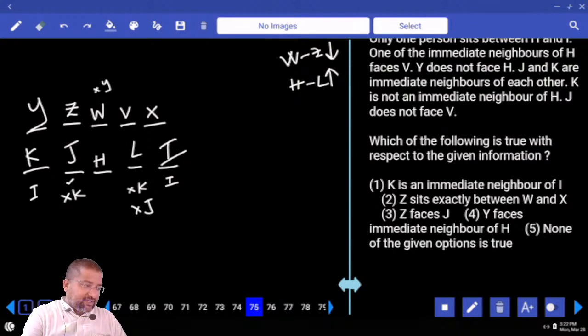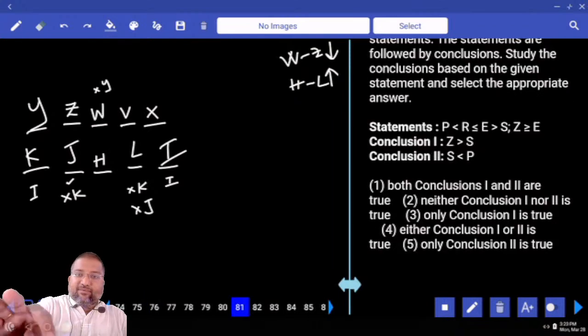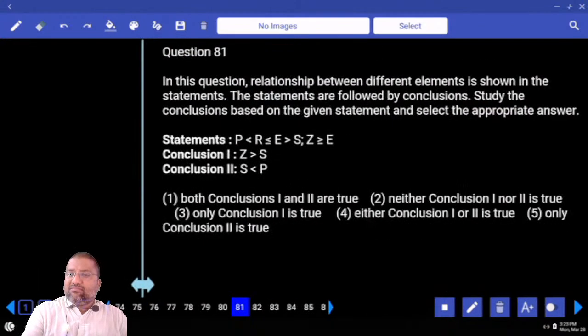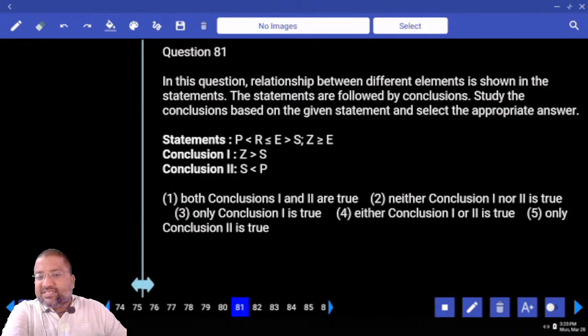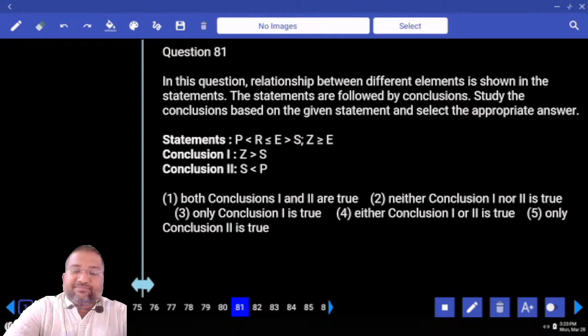Is it from 81 to 85? 76 to 80 are the questions based on coding decoding. Yes? 81 to 85. Come on, let's do this, and I'm sure you will be solving these questions without using pen and paper. Avuna kada? Only observation.